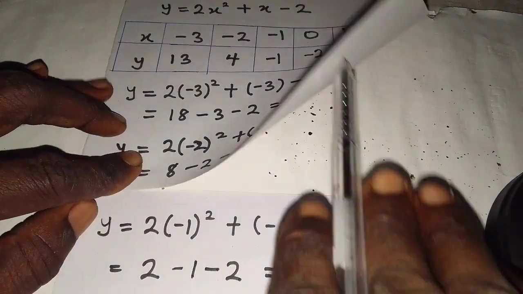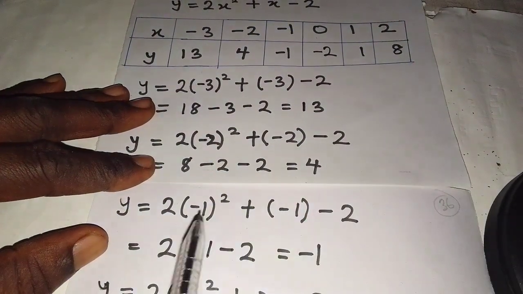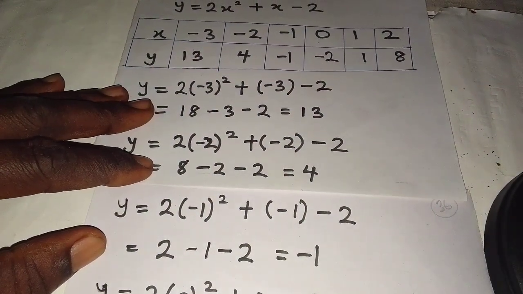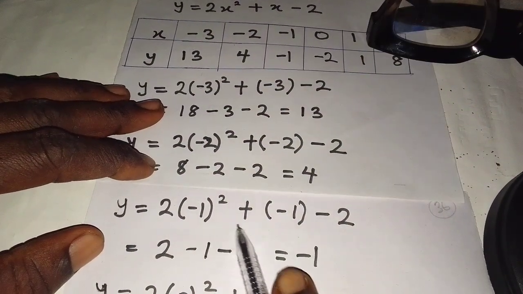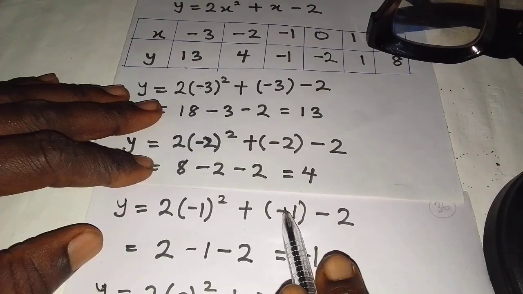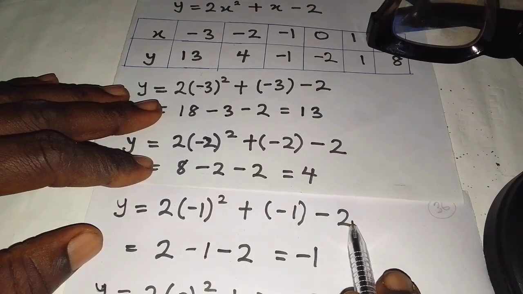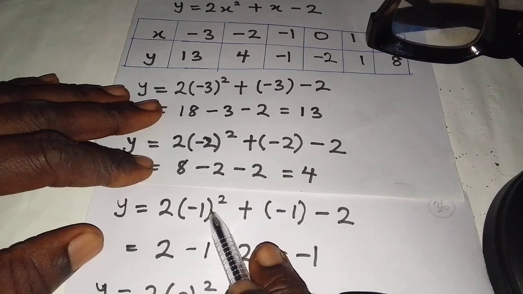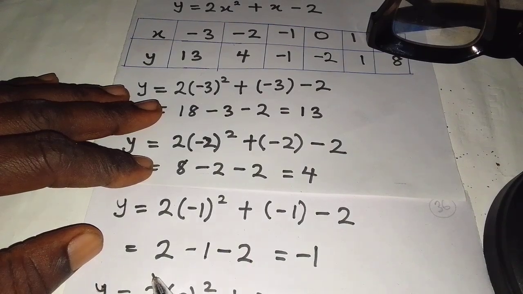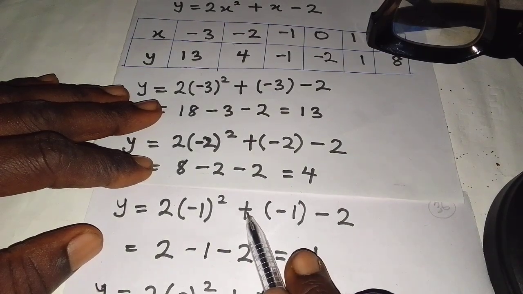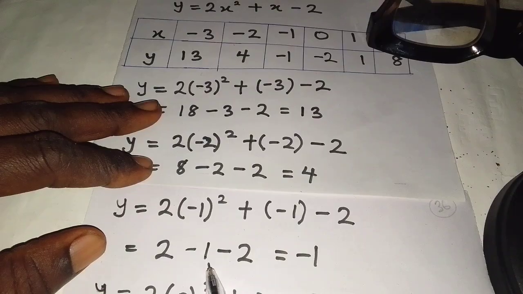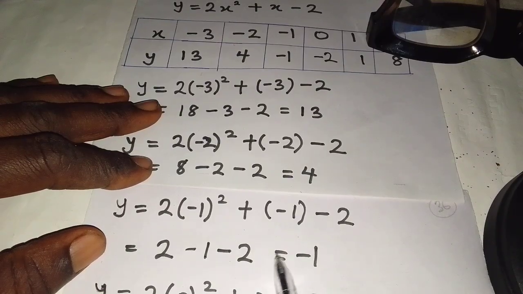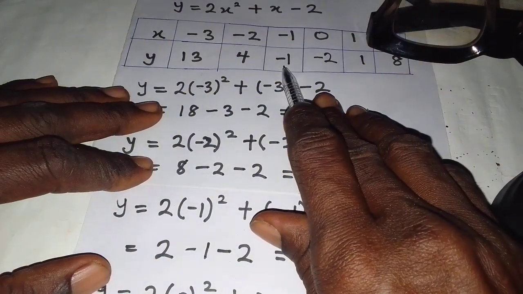When x is equal to minus 1, what will be the value for y? In place of x, we put minus 1. So we have 2 into bracket minus 1 squared plus minus 1, then minus 2. Minus 1 squared is plus 1. Plus 1 times 2 gives us 2. Then plus times minus gives minus 1, minus 2. 2 minus 1 is 1. 1 minus 2 gives us minus 1. So you put it in the table.